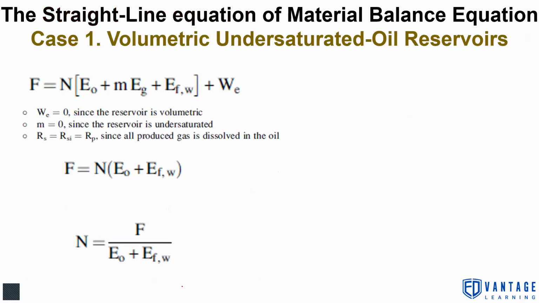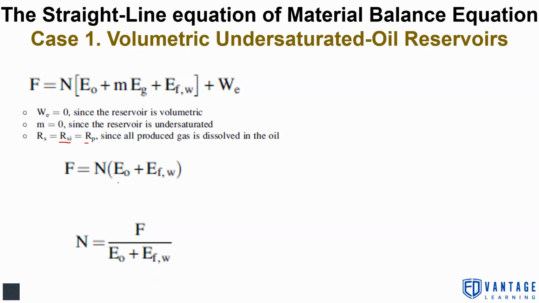Let's look at these three cases. So case one, where I have shown you F, underground withdrawal, is N into EO plus MEG plus EFW plus WE. If I try to ignore, for example, EG, if I understand that there is no initial gas cap available, there is no primary gas cap, so RS is equal to RSI is equal to RP. Whatever solution gas oil ratio I have now is equal to the solution gas oil ratio that is initially available in the reservoir at initial condition, is equal to produced gas oil ratio.